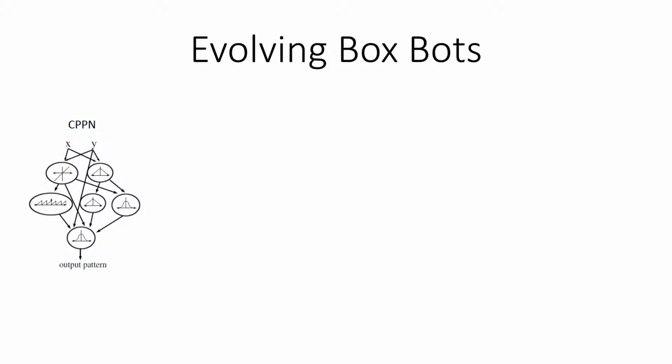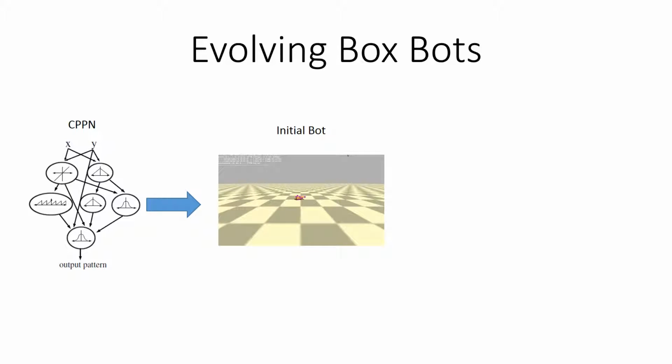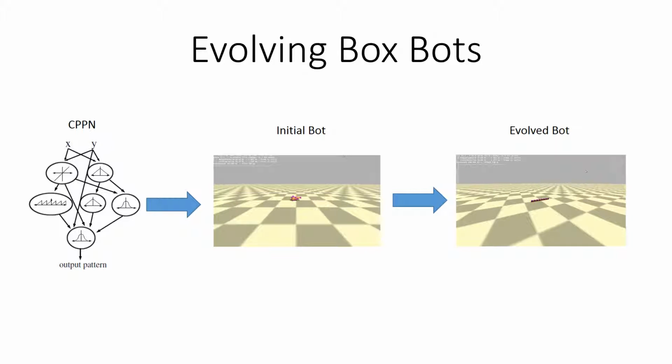For my first problem domain, I chose to evolve what I call box bots, which are expressed through a generative encoding known as a compositional pattern producing network. The initial population is seeded with a number of individuals that then have the Map-Elites algorithm applied to them through 250 generations or 2,500 evaluations to produce a final population of elite evolved box bots.